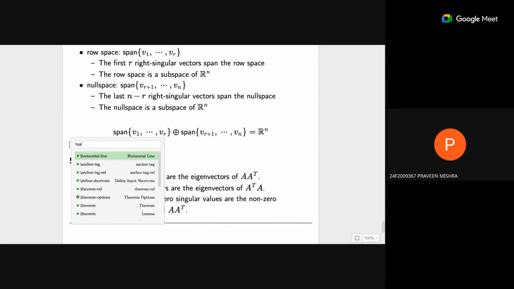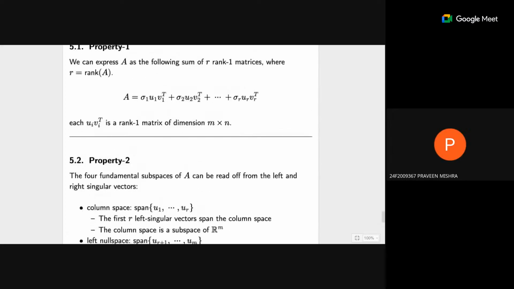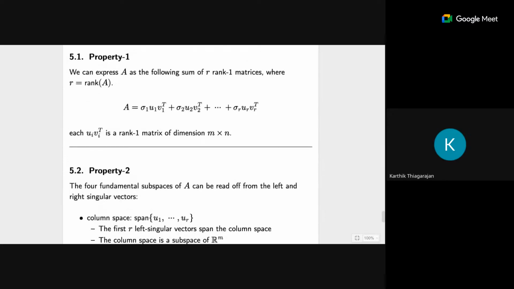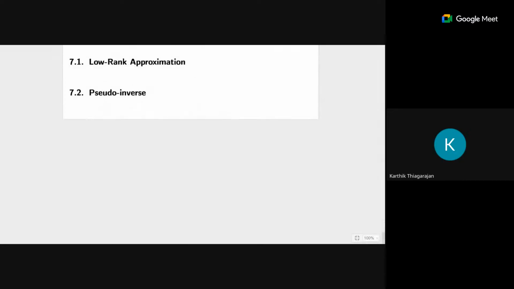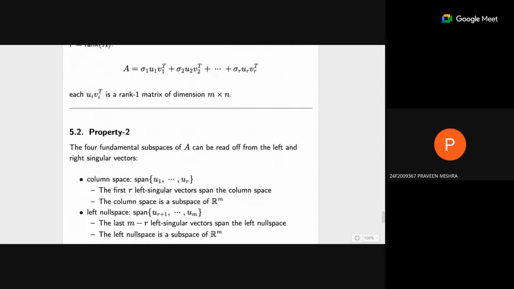I have a small doubt. Is sigma invertible? That depends. First of all, sigma is not necessarily square, right? But we will come to that. That is what we will discuss finally when we discuss the pseudo inverse. We'll come to that.